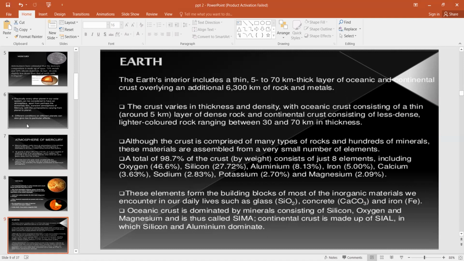So Earth, which is our home planet. Earth is the third planet from the Sun and the only astronomical object known to harbor and support life. About 29% of the Earth's surface is land, which consists of continents and different islands. Earth's interior includes a thin layer, around 5 to 70 kilometers thick, of oceanic and continental crust, which is lying over around 6,300 kilometers of rock and metals.